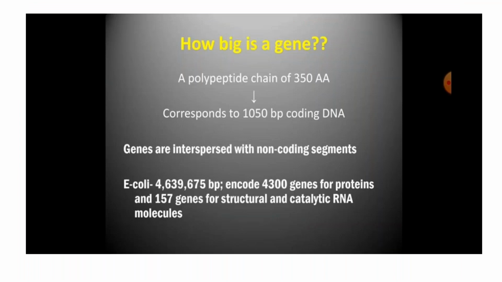How big can a gene be? If there is a polypeptide chain of 350 amino acids, it will correspond to 3 times that, because one amino acid comes from 3 nucleotides, so 350 into 3 will be 1050 base pairs of coding DNA. So genes are interspersed between the non-coding segments. In E. coli, 4.6 million base pairs will encode 4300 genes for proteins and 157 genes for structural and catalytic RNA molecules. So see how many base pairs there are.